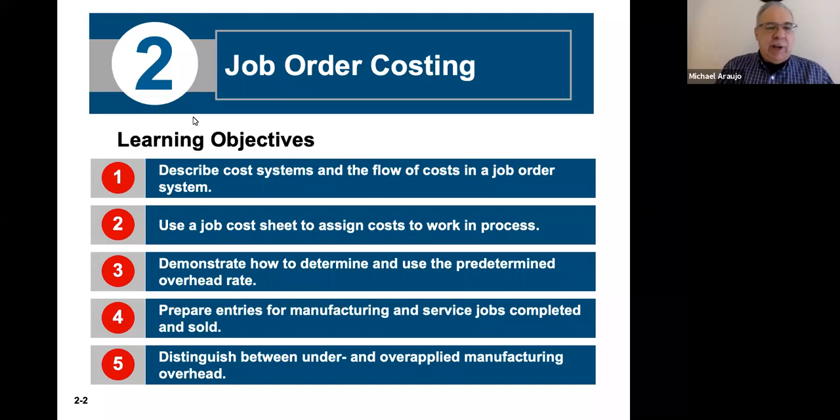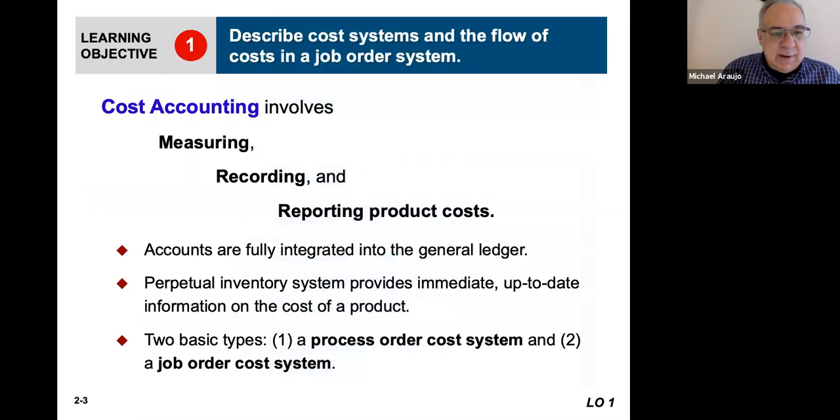Welcome to chapter 2. Today we're going to be focused on the introduction of what we call job order costing. You're going to learn about that in this entire chapter, and there's a whole bunch of cost systems that you're going to be learning about. This is the first one. Okay, so we're going to start with the intro here.